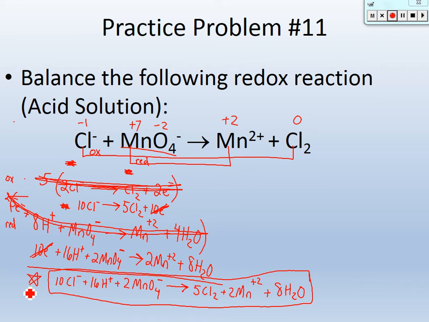Okay. Hey, isn't this good? This is fun, right? Man, chemistry is awesome. I love this stuff. I love chemistry. I love this stuff. Okay, that's how you balance a redox reaction.